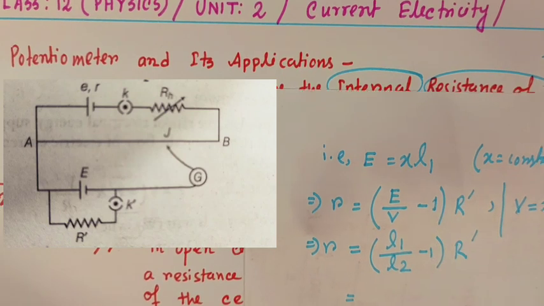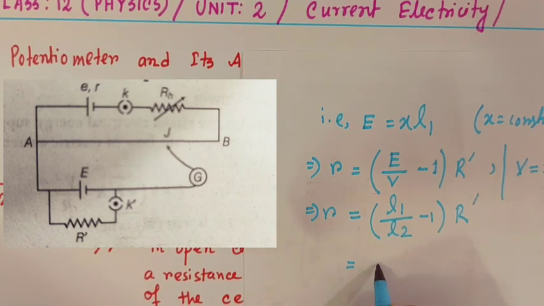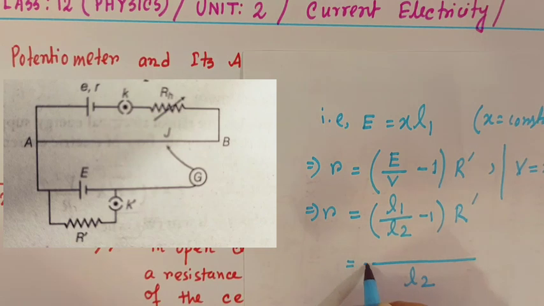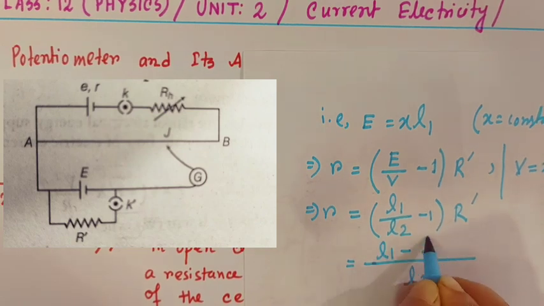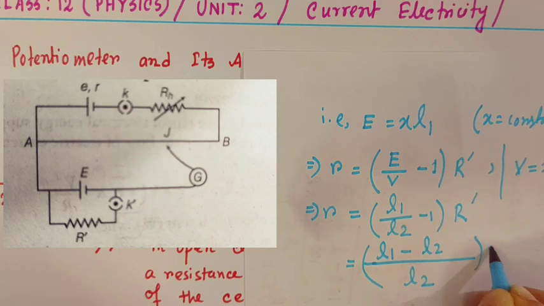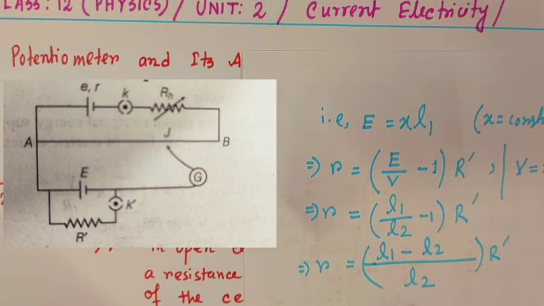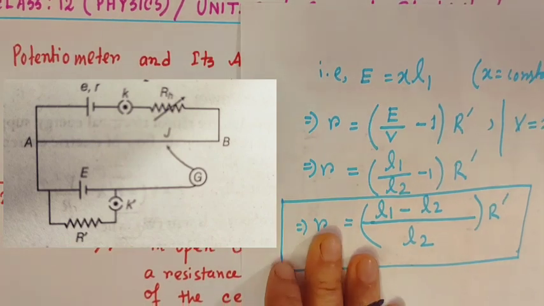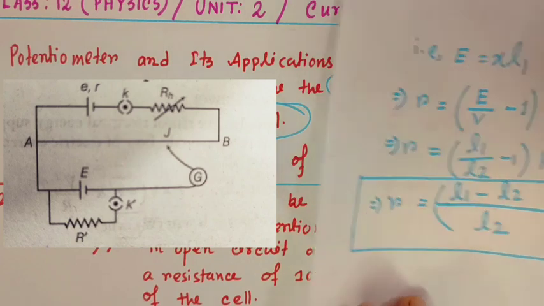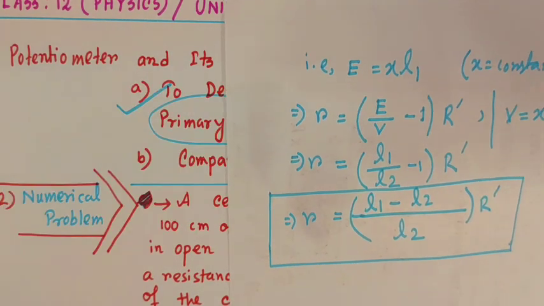So if we simplify this equation, then the LCM is L2, then (L1 minus L2) R prime. So this is the value for r, meaning internal resistance: r is equal to (L1 minus L2) divided by L2, into R prime. Clear? So by this formula we can determine the internal resistance of a primary cell.